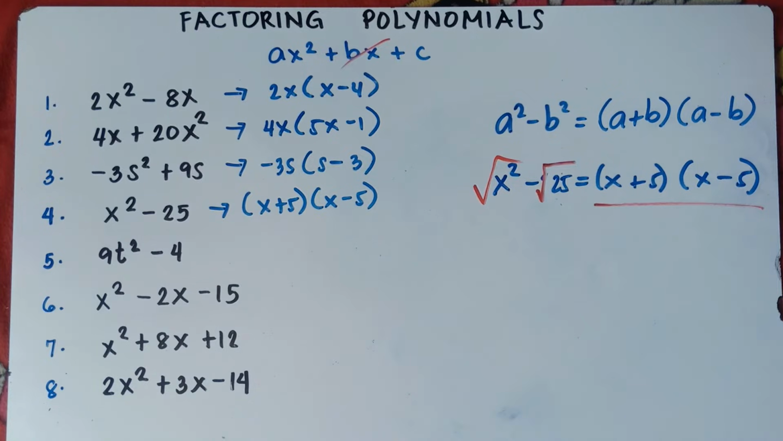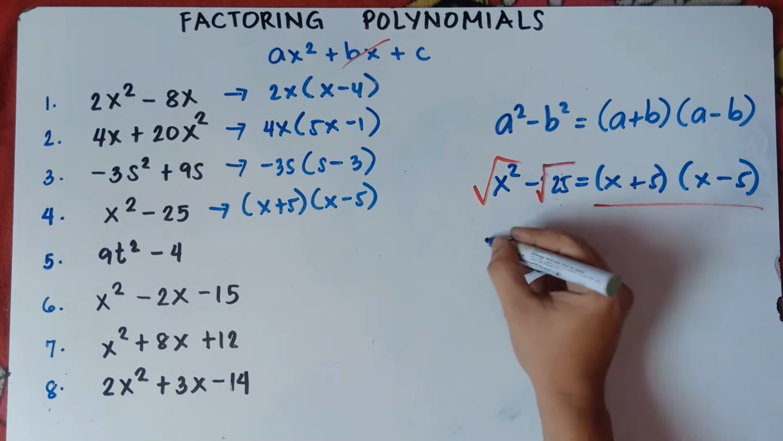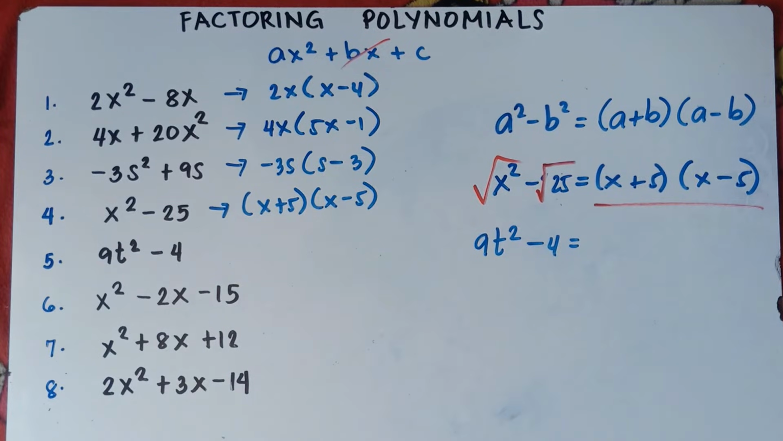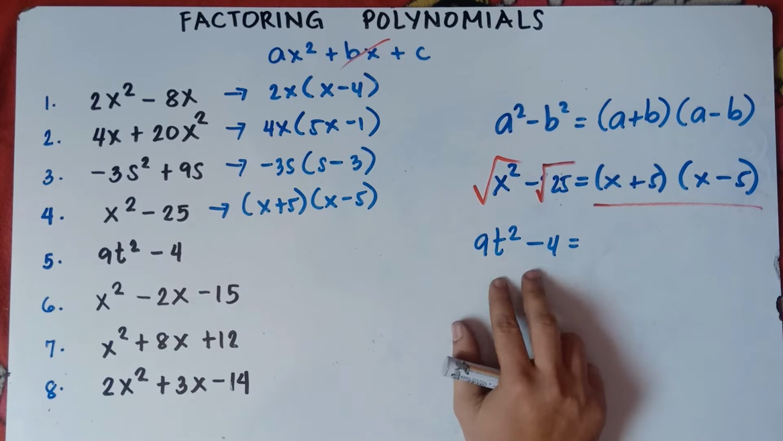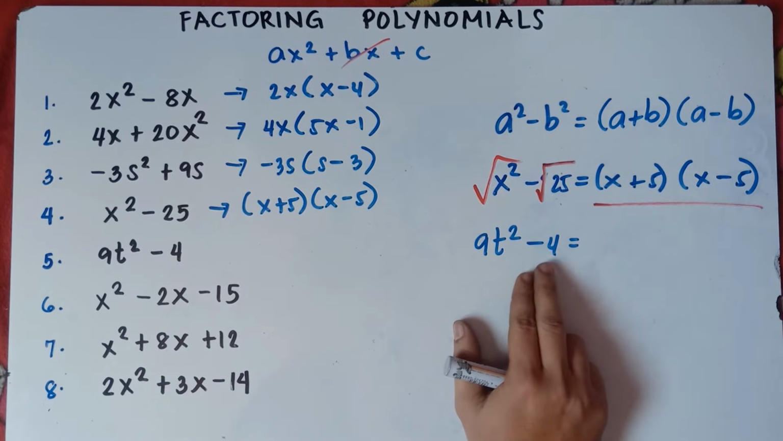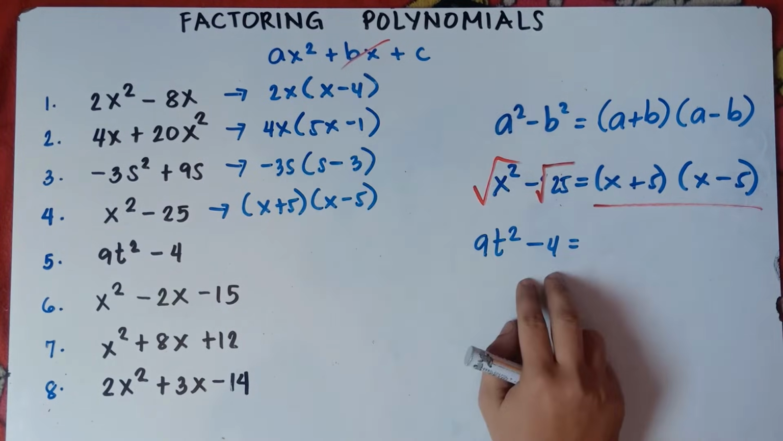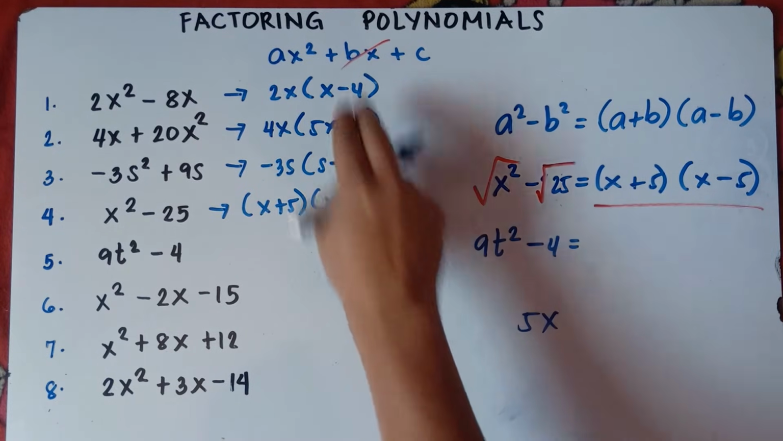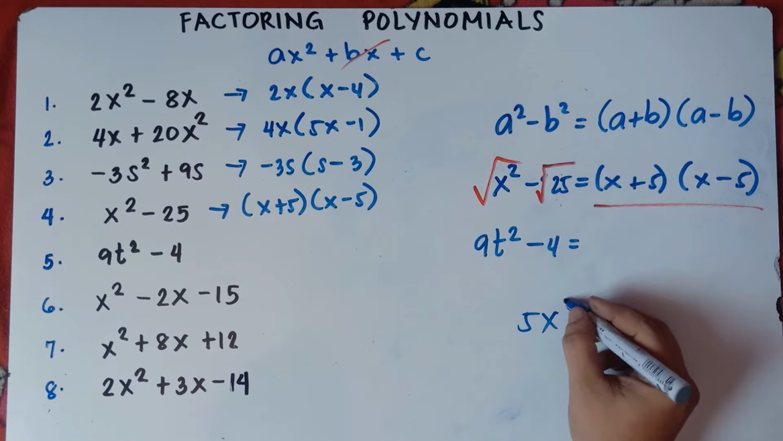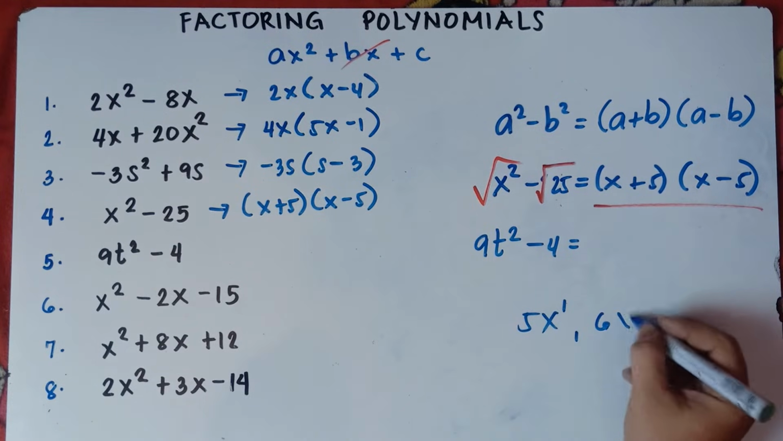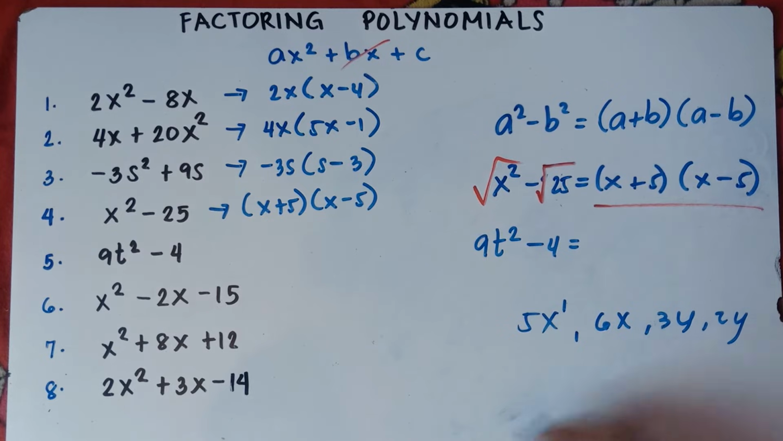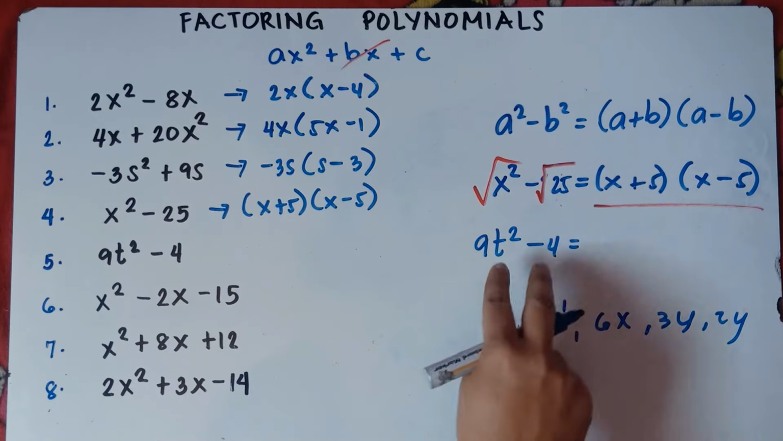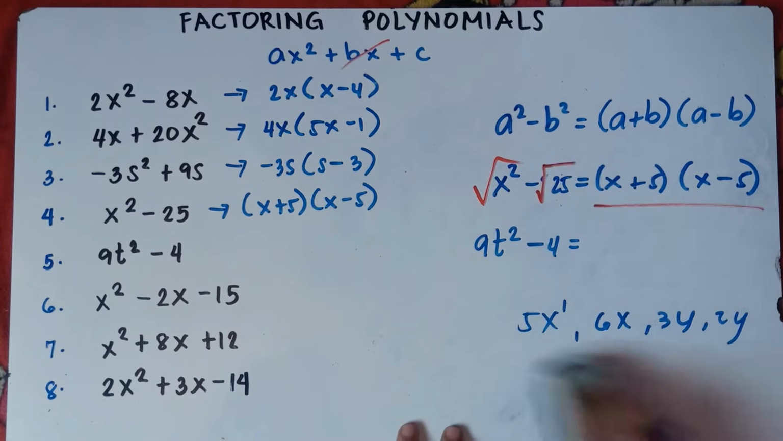So let's try number 5. So we have 9t squared minus 4. Alright, 9t squared minus 4. So once again, when you check the equation, you don't have the linear term, you don't have the bx, a number together with a variable with the exponent of 1. This is an example of the linear term, class: a number together with a variable with the exponent of 1, like 6x, 3y, 2y. So if you don't have this linear term, like in this example, you just simply solve for the difference of two squares.